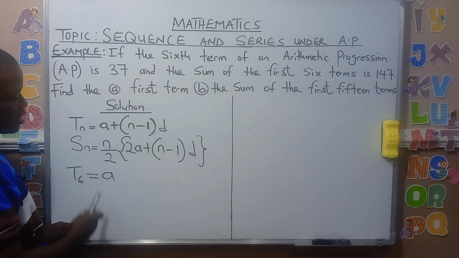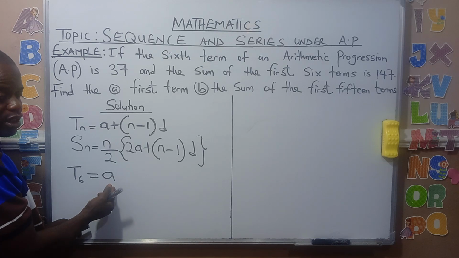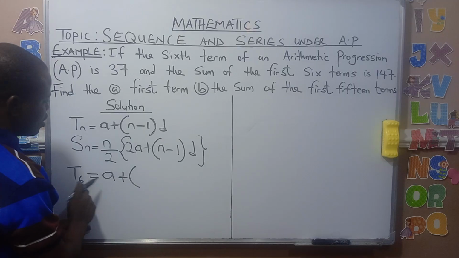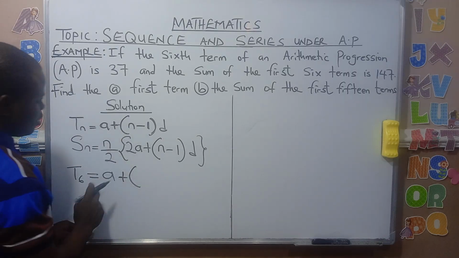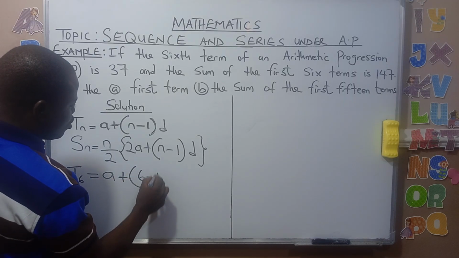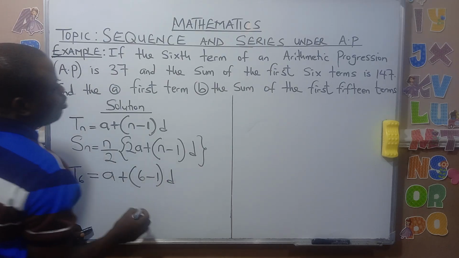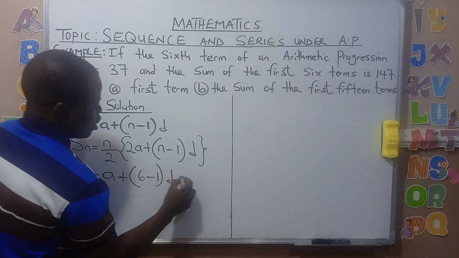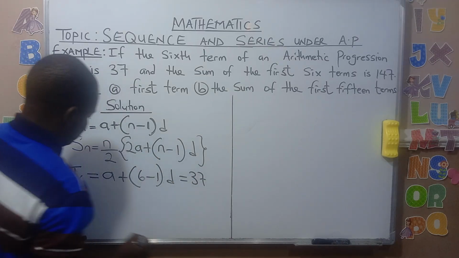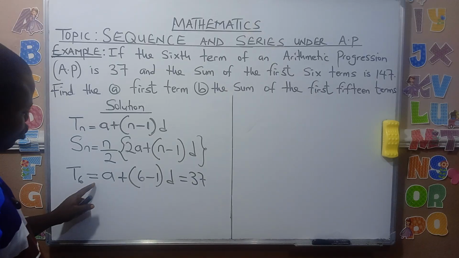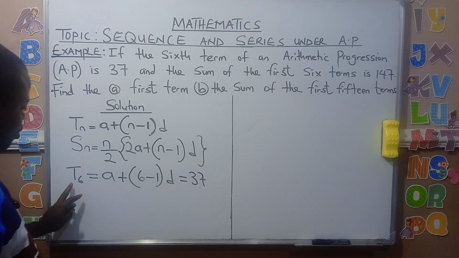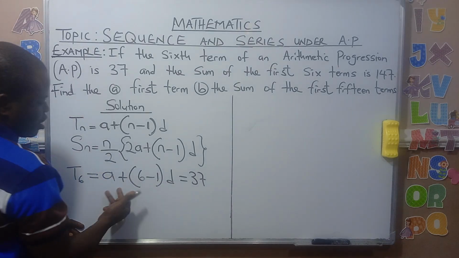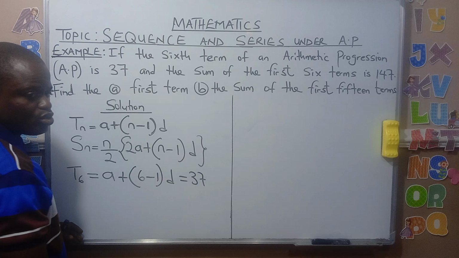We start with small letter a. We use small letter a to represent the first term, plus open bracket. What's our n? It is 6. The number of terms is 6. 6 minus 1, close the bracket, d, because of the word is, which means equals to. Now say equals to 37. When you're having two equals to in a question, forget about T6 and let's concentrate on the last statement, which is a plus 6 minus 1 d equals to 37.